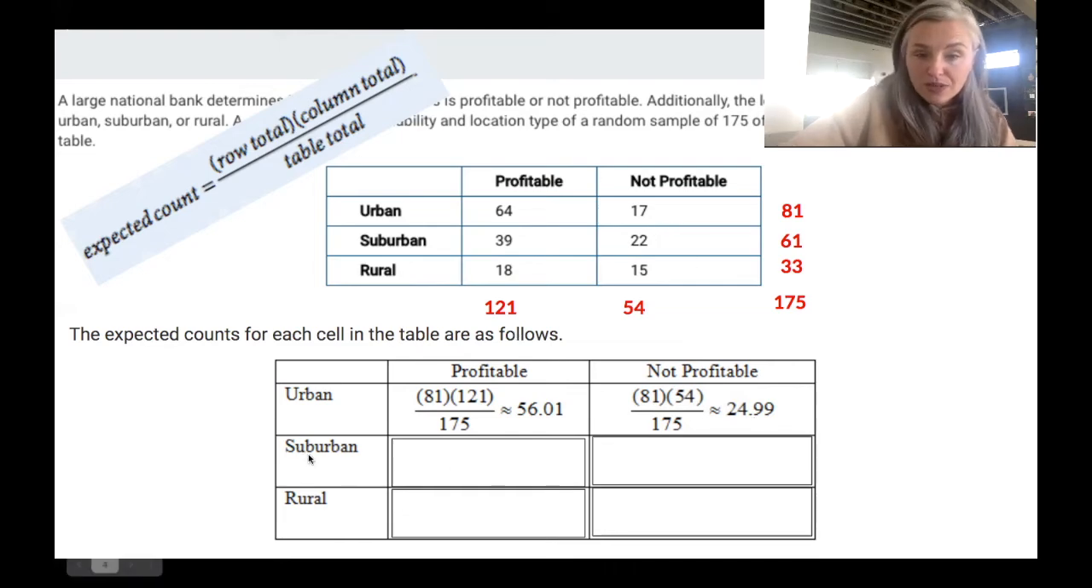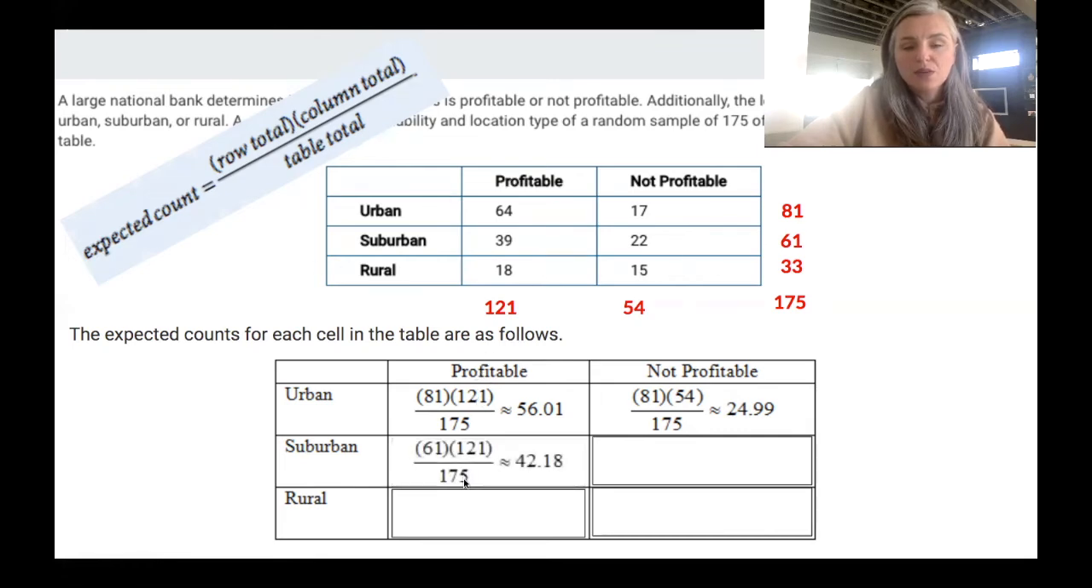And we keep going with this, suburban and profitable. So profitable total times suburban total. I'm really in the way for you to be able to see this. There we go. Profitable total times suburban total would be 121 times 61 over 175. Remember, multiplication is commutative. Doesn't matter which one you put first. Expected value, 42.18.